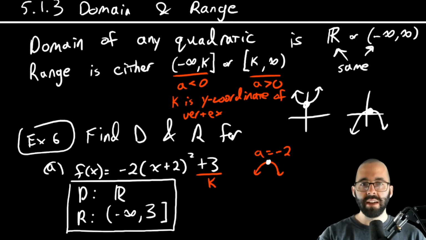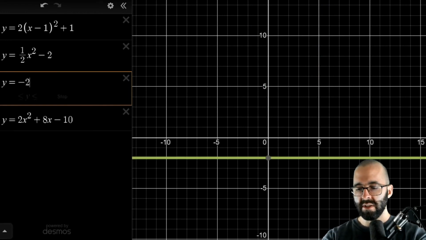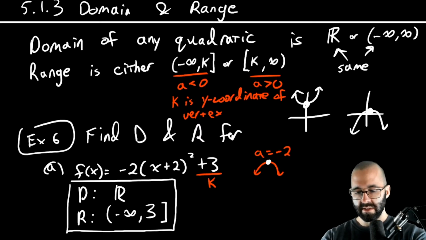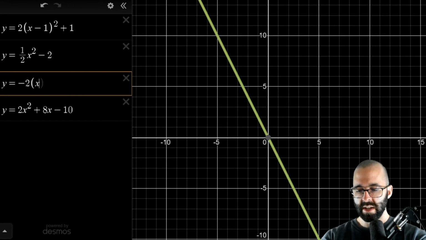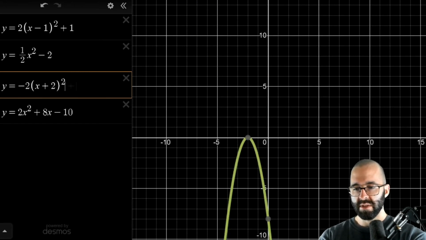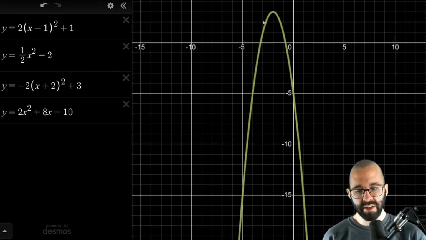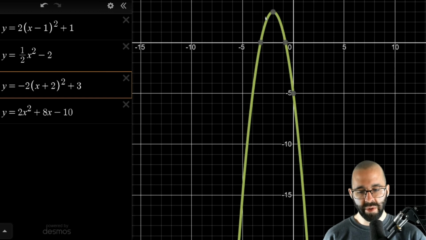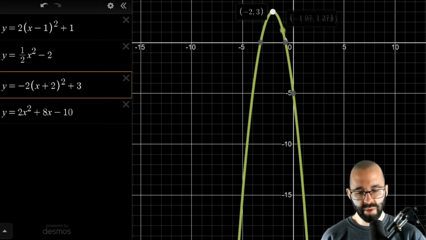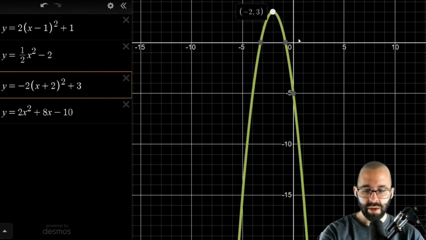And let's look at that. Maybe you don't trust me. Well, this is going to be negative 2 times (x plus 2) squared plus 3. Domain and range. Domain is all the inputs. Yep, we can go as far to the left as we want. We can go as far to the right as we want. For range, we can go as far down as we want. But the biggest y value we can ever hit is positive 3.